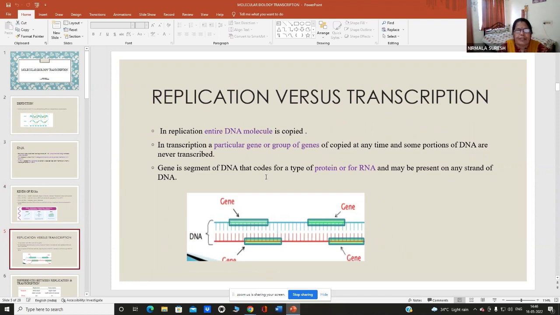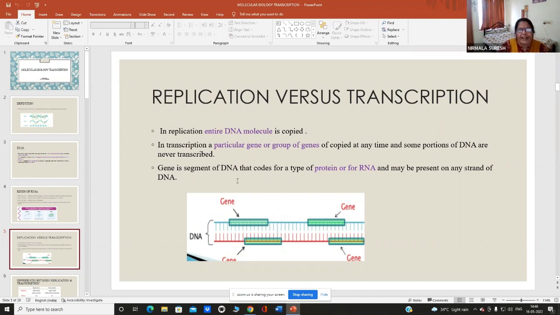Replication versus transcription. We can make a table in the children's classwork notebooks. What happens during replication? The entire DNA molecule is copied, taking place during the S phase of the cell cycle. Whereas in transcription, a particular gene or group of genes is copied at any time, and some portions of DNA are never transcribed, non-coding sequences.